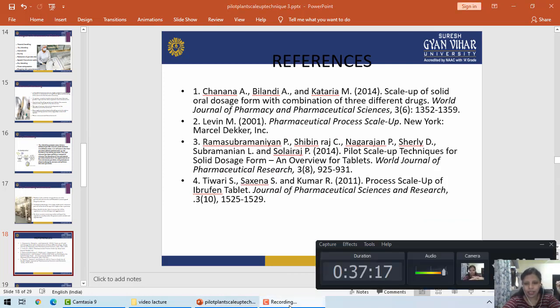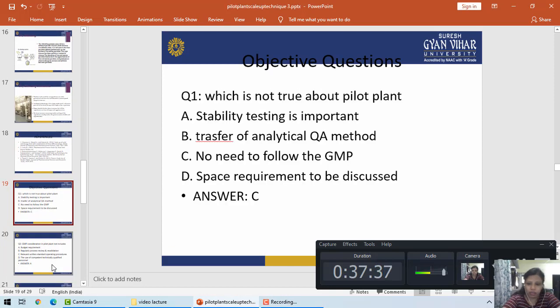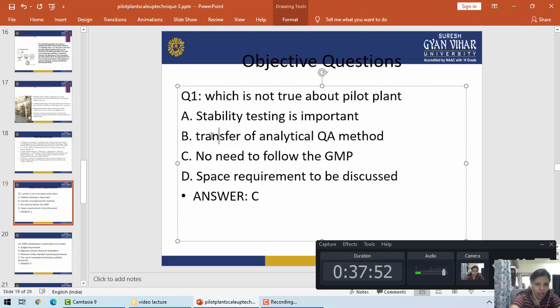So these are the references. We have also discussed the references in our last two videos. You can go through any reference, any book which has pilot plant scale up. There are multiple journals which have recent articles related to pilot plant scale up. Now some question answer time. For objective questions, we have also discussed questions in our last two videos, so you can also go for those questions.